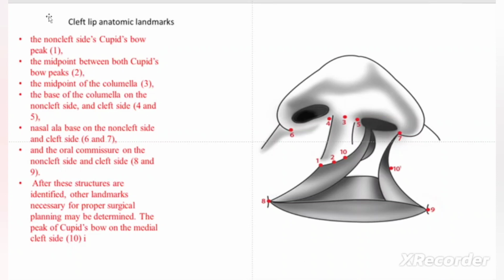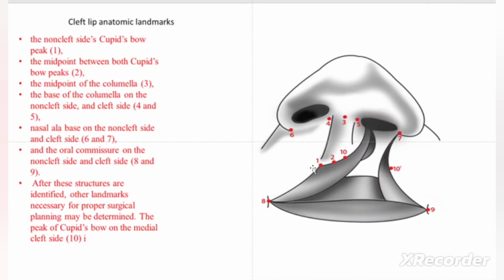Good morning. In this chapter, we are going to talk about cleft lip anatomical landmarks. Before going to describe the full surgical management, we have to know about the cleft lip anatomical landmarks. We have given numbers 1 to 10 for the landmarks.